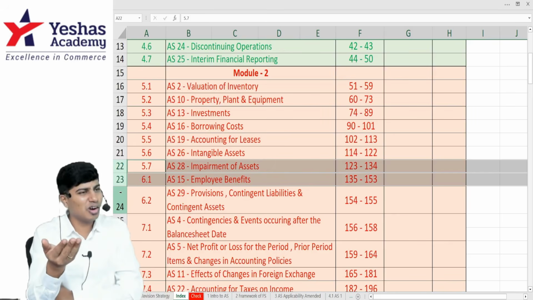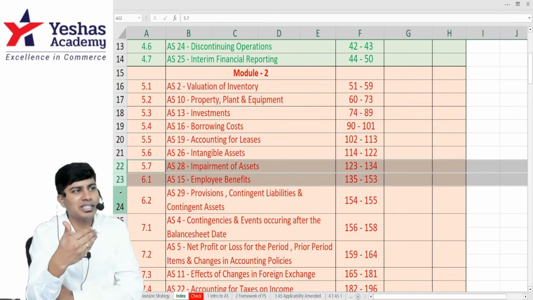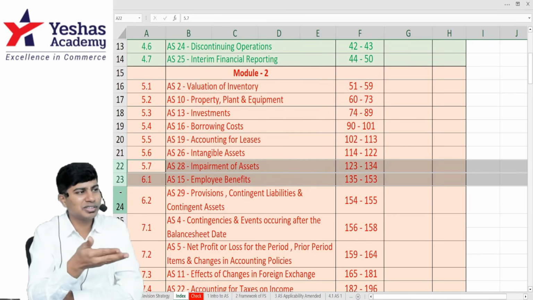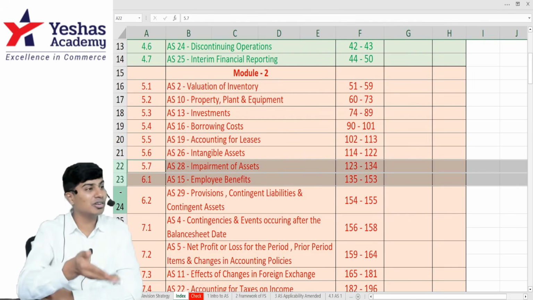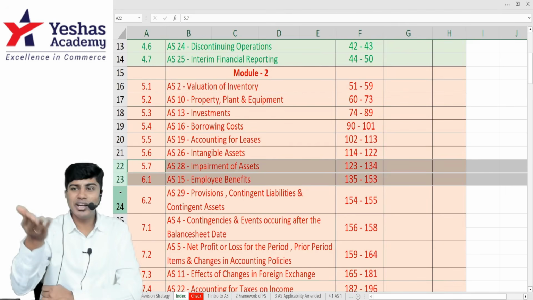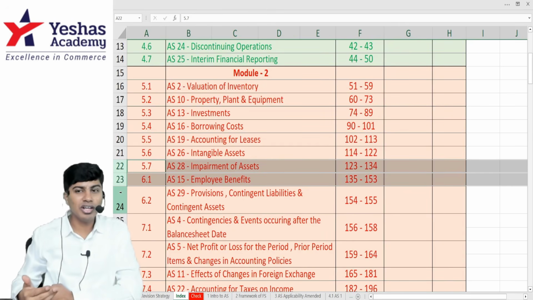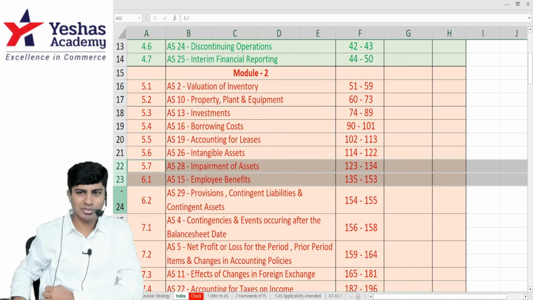I read single entry and not for profit organization in my CA IPCC. You read it in CA foundation. I read AS 15, AS 28 along with consolidation in my CA final. You're reading it in CA Inter. So what are we reading in final? Something new, Ind AS, which I never read as part of my syllabus when I did my exam.